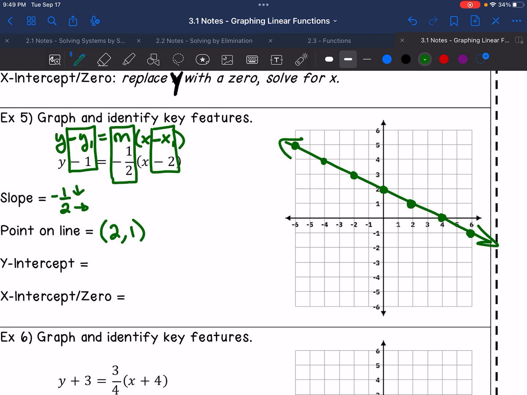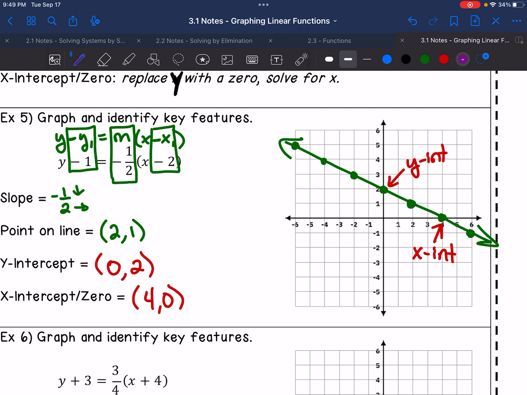I can already see my graph here. Looking at it, I can see my y-intercept. My y-intercept is at 2, so that's 0, comma 2. And I can also already see my x-intercept, which is going to be at 4, so that's 4, comma 0. If you can't see your x-intercept and your y-intercept when you graph, remember we've got to replace with zeros.